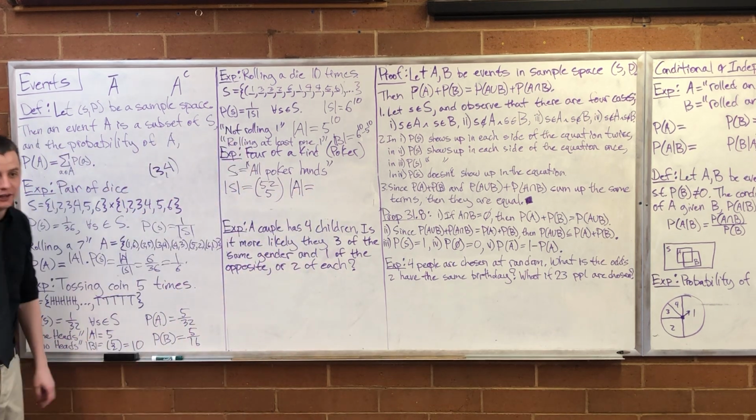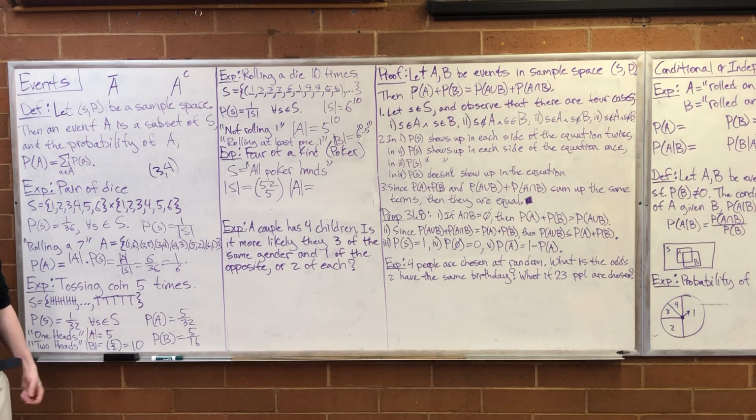A is going to be our event: you have 4 of a kind. So now I want the size of A. How many possible hands are there where you have 4 of a kind? How many ways can we do that? 13. There's 13 ways to choose which 4 of a kind you're going to have. So you're really close. Now just finish it.